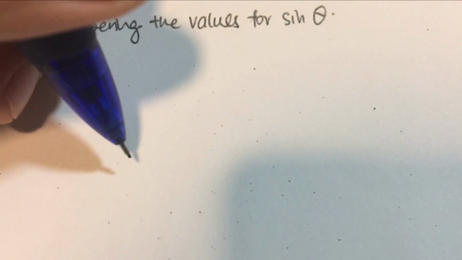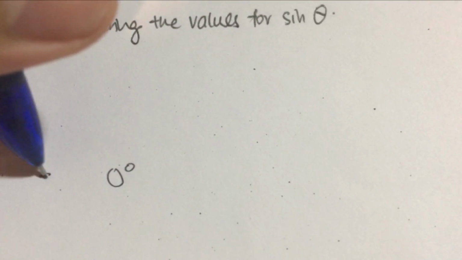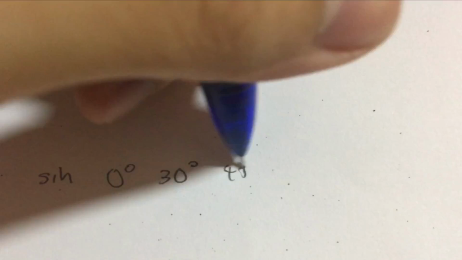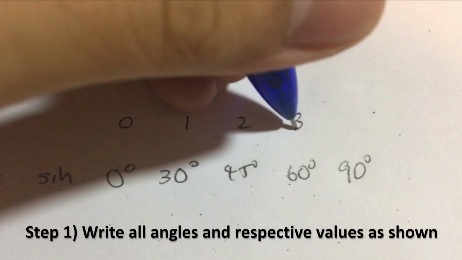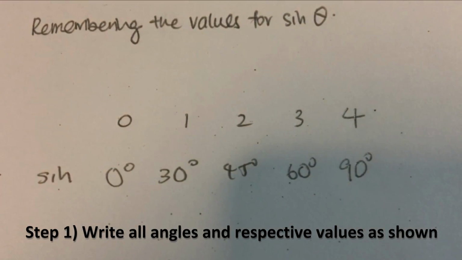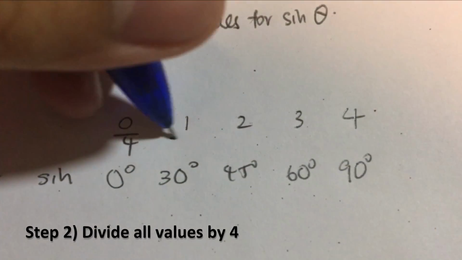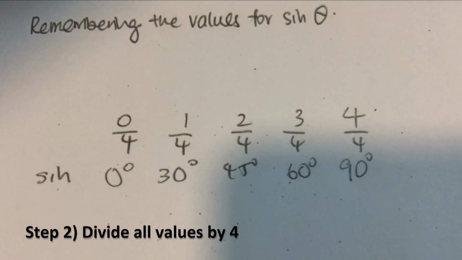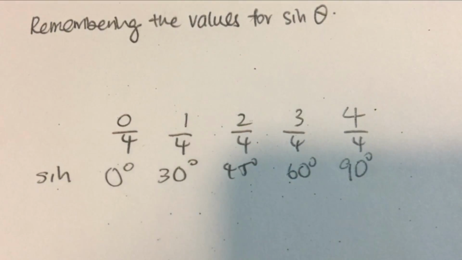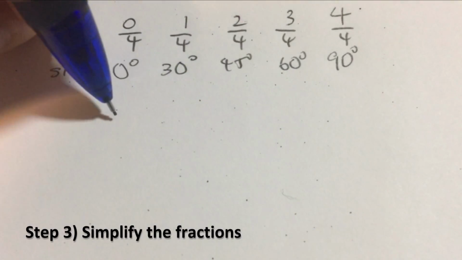First things first, I will write down the respective angles. That will be sine 0 degrees, 30, 45, 60 and 90. The first step is to write down the sequence 0, 1, 2, 3, 4. The next thing I will do is divide every single value by 4, and then simplify the fractions.